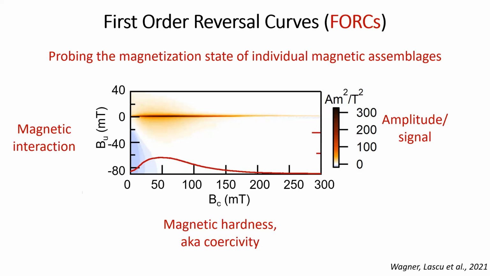And a quick primer on how to read a resulting FORC diagram. Across the x-axis is magnetic coercivity, or hardness. Across the y-axis is our magnetic interaction. And then on the far right, our color scale is the amplitude or signal, which actually corresponds to the change in slope between the individual first order reversal curves in the raw data.